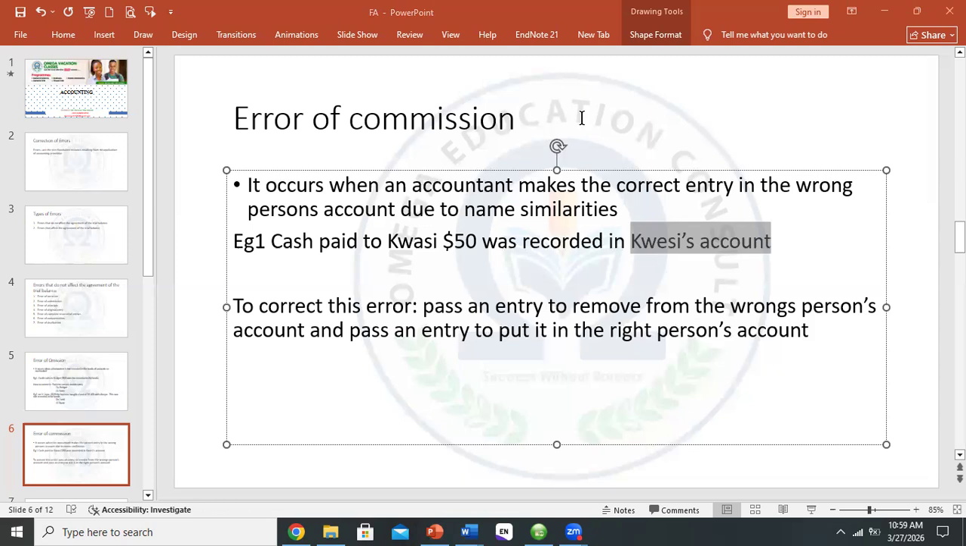So here, what is the center of the error? It says that cash paid to Kwesi was recorded in Kwesi's account. So technically, the error you are looking at is an error in this Kwesi, the Kwesi with ye. They put this in the wrong person's account. Now let's ask ourselves, cash paid to Kwesi. So where did they record it? If you pay cash to Kwesi, you need to debit Kwesi, right? So it means that they debited Kwesi with the cash of 50.